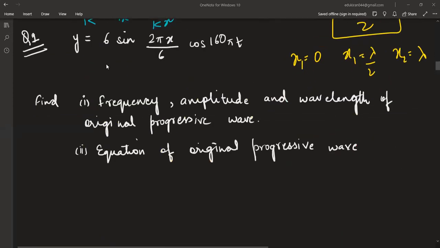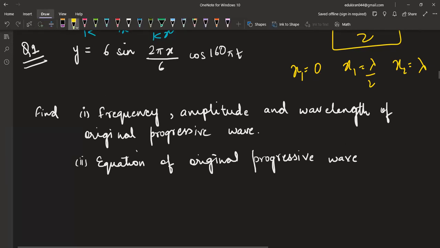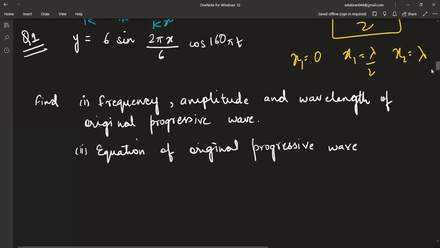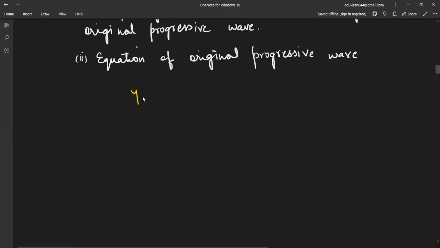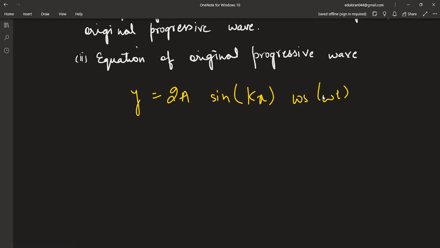This question says y is equal to 6 sine 2 pi x by 6 cos 160 pi t. You have to find out the frequency, amplitude, wavelength of the original progressive wave and the equation of the original progressive wave. So see, if y is equal to 2a sine kx cos omega t, we'll equate it with the main equation, with the equation that is given.